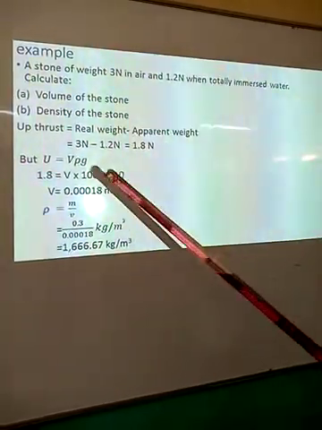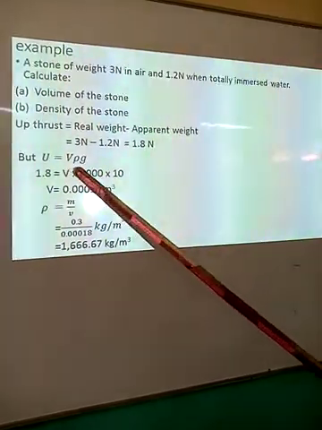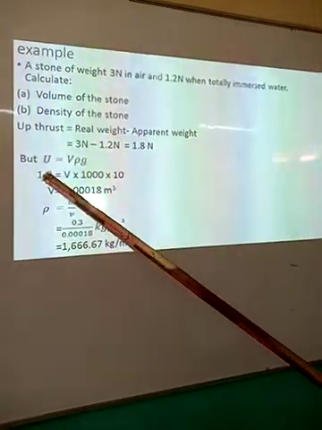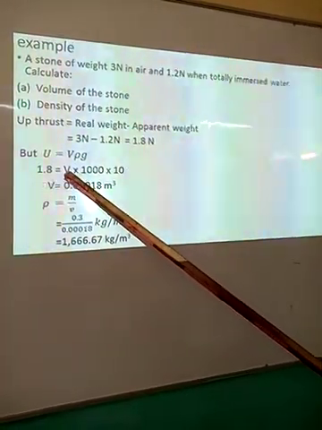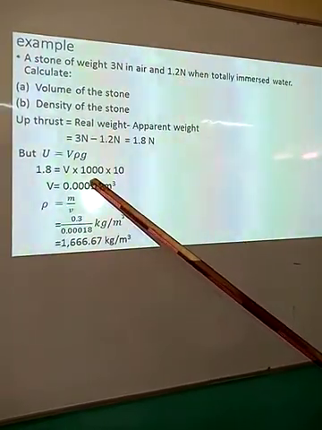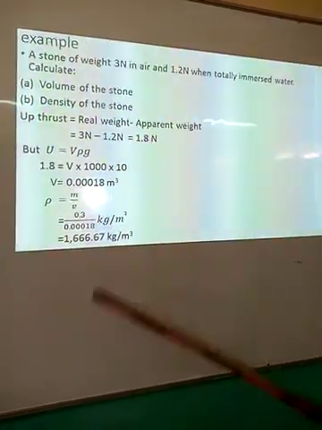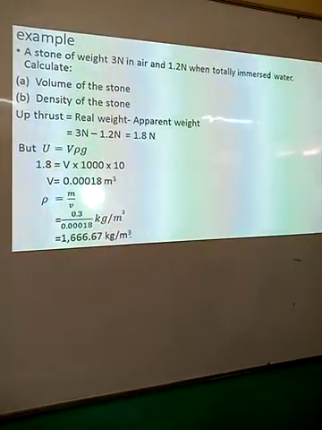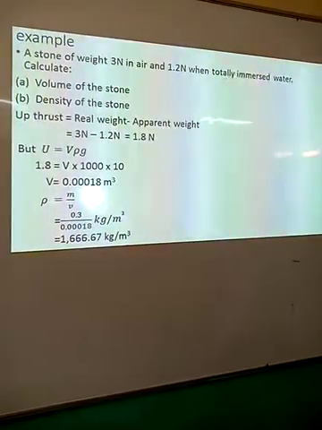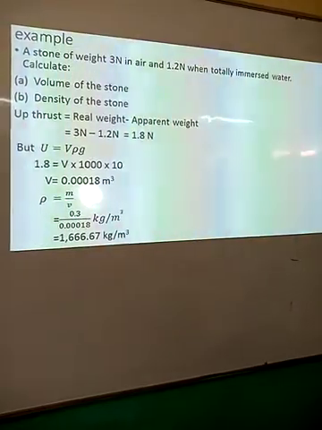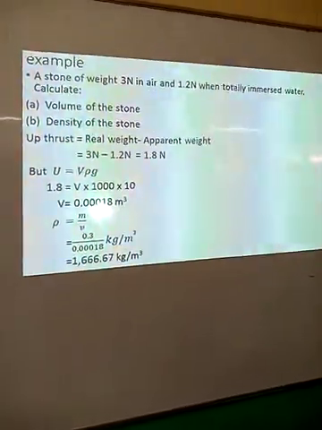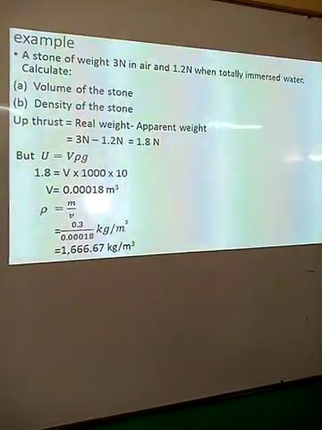The second formula for getting upthrust is rho Vg. So I equate 1.8 to rho Vg. So upthrust, which is 1.8, will be equal to volume V, which I don't know, times 1000, which is the density of the liquid water, times 10, which is g. So I'll get the volume to be 0.00018 cubic meter.